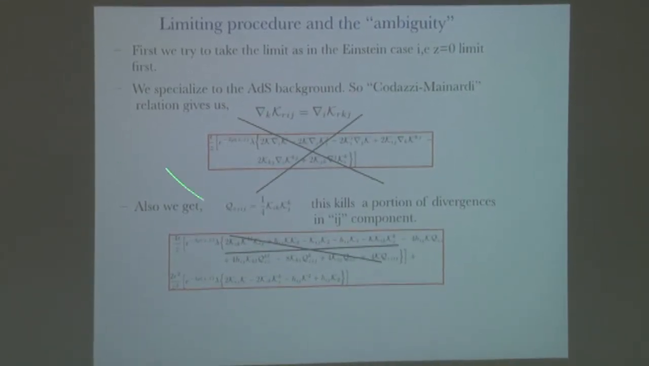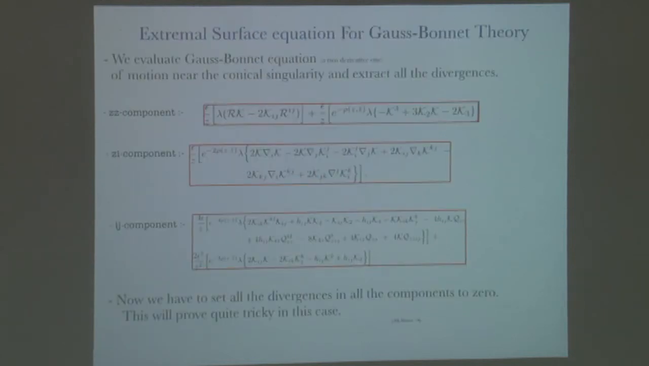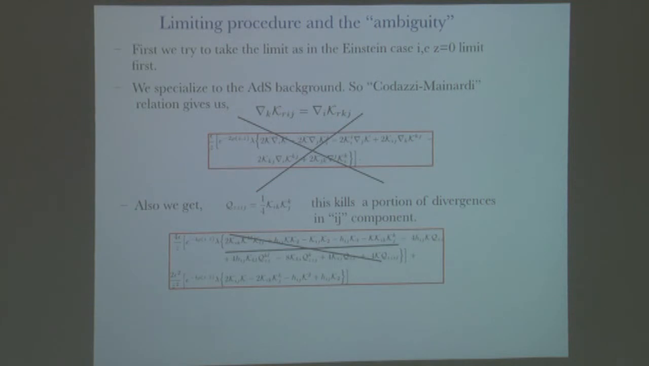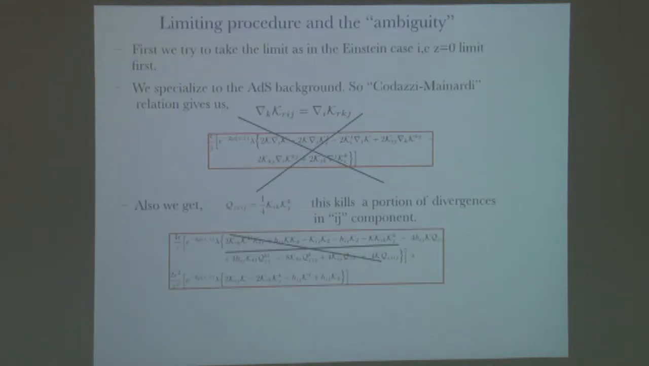So the divergence in the Zi component actually vanishes using this Gauss-Codazzi identity, and then we can also show that this Q entering here is related to the square of the extrinsic curvature, which will kill a portion of the divergence in the Ij component, but we will be left over with this divergent term.